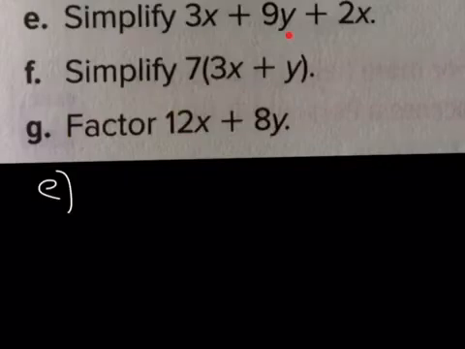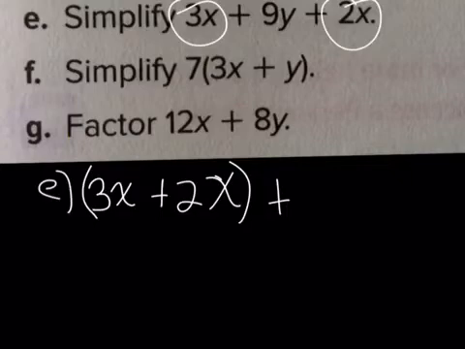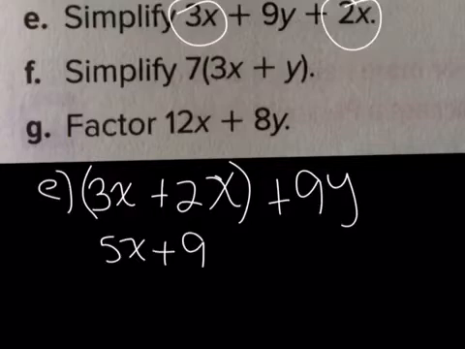Okay, let's first simplify E. I see that I can do associative property where I have my 3x plus 2x. You see that these are like terms. So I'm going to go ahead and use associative property to group them, plus 9y. And then I have 5x plus 9y, right?